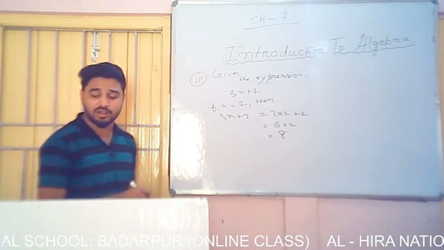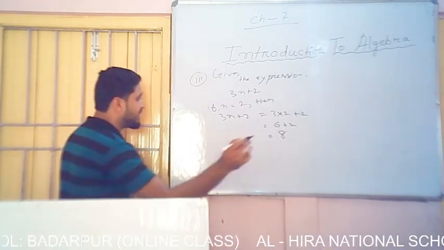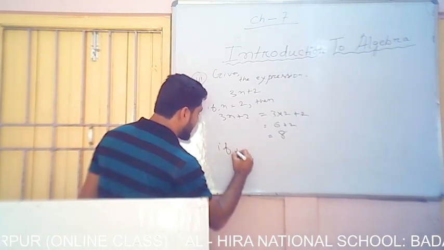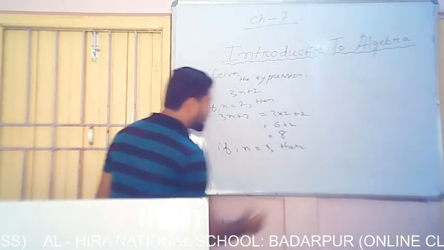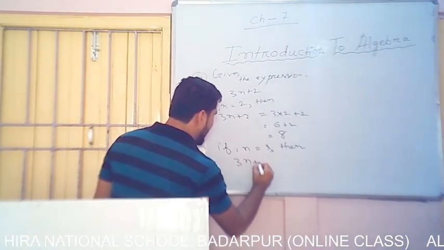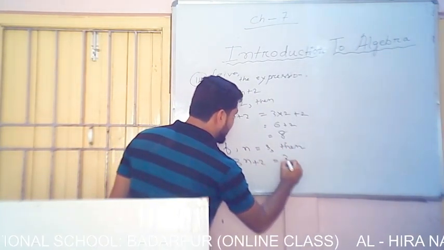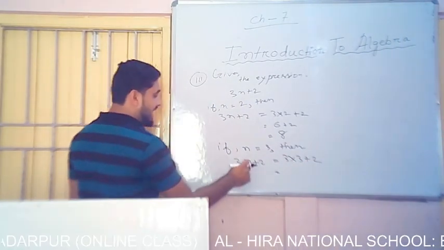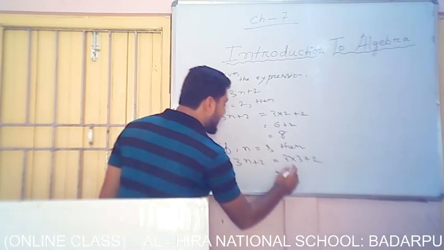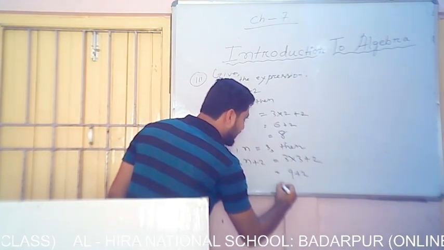Now if n equals 3. If n equals 3, then 3n plus 2 equals 3 into 3 plus 2. In place of n I have written 3. Then 3 3s are 9, plus 2 equals 11.